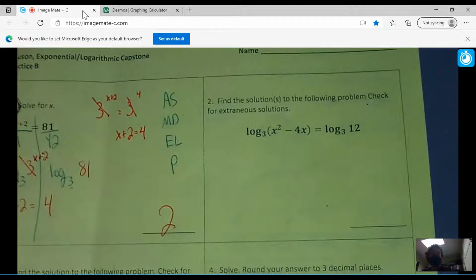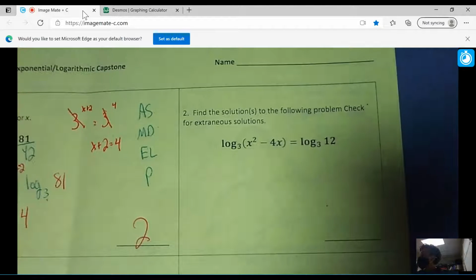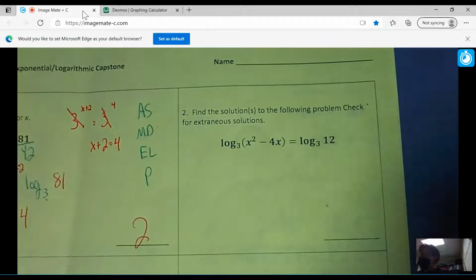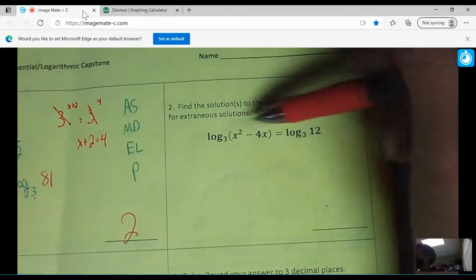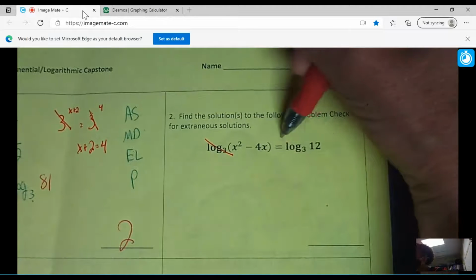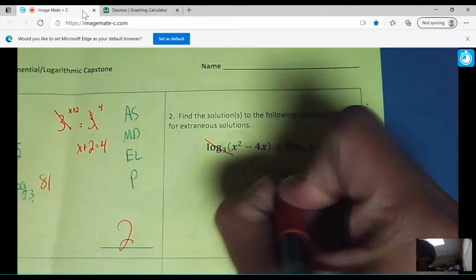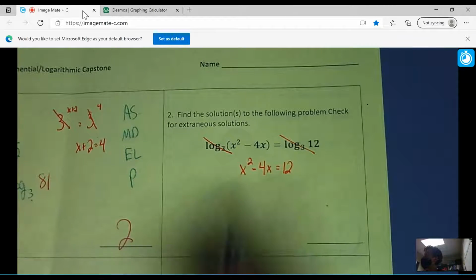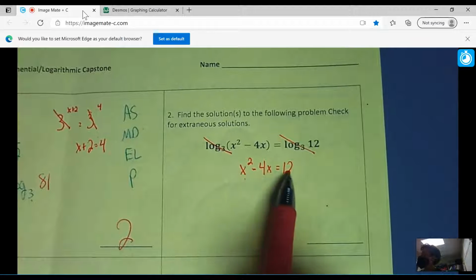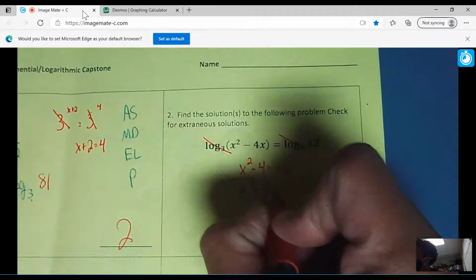All right, the next one is we're going to find the solutions to the following problem, and it does say to check for extraneous solutions. So that is something we're going to have to keep in mind when we do the capstone. Since there's one log on the left side and one log on the right side, and they're both the same base, I can just ignore those logs, and then the arguments become the problem. And since there's more than one type of x, I will have to subtract the 12 over, so I can factor.